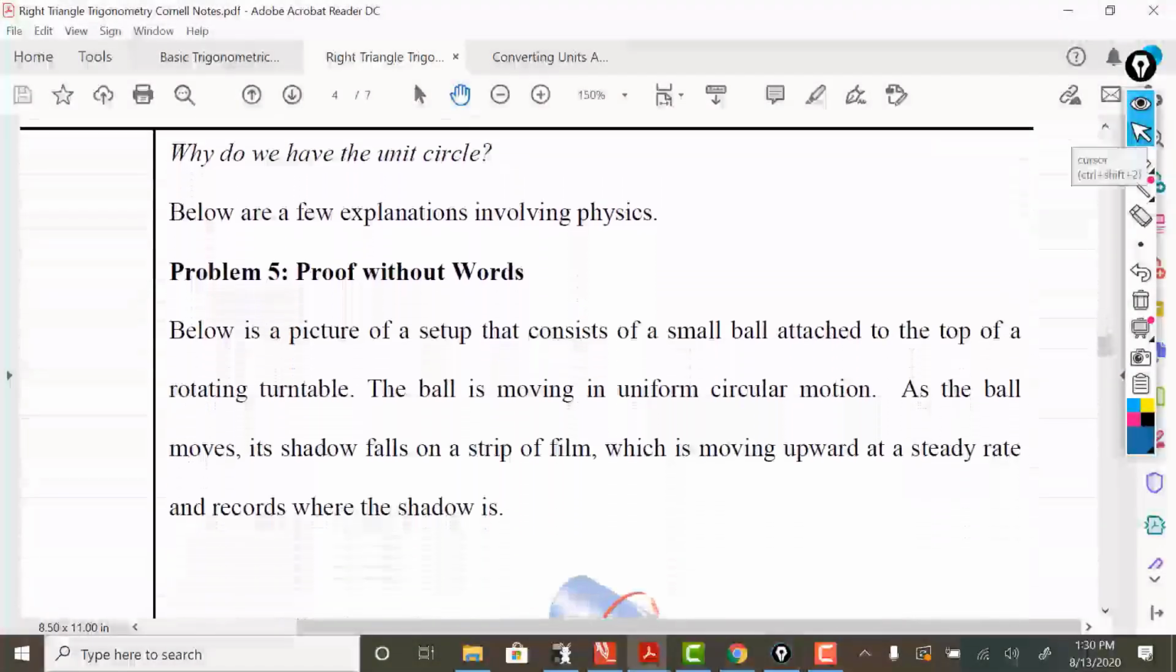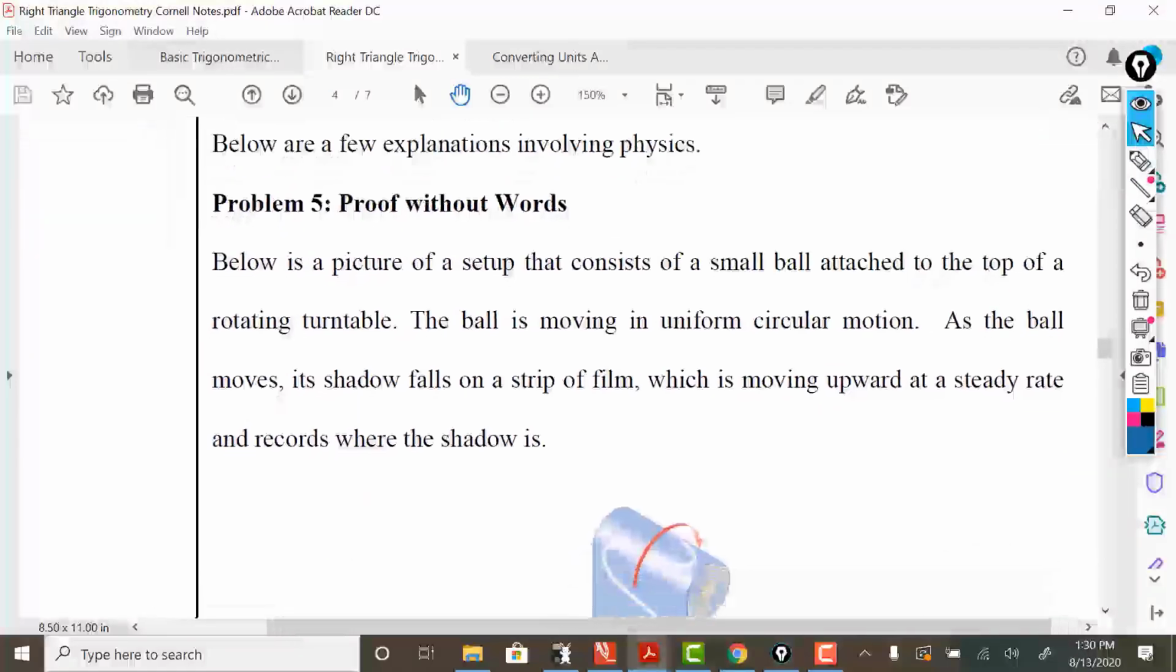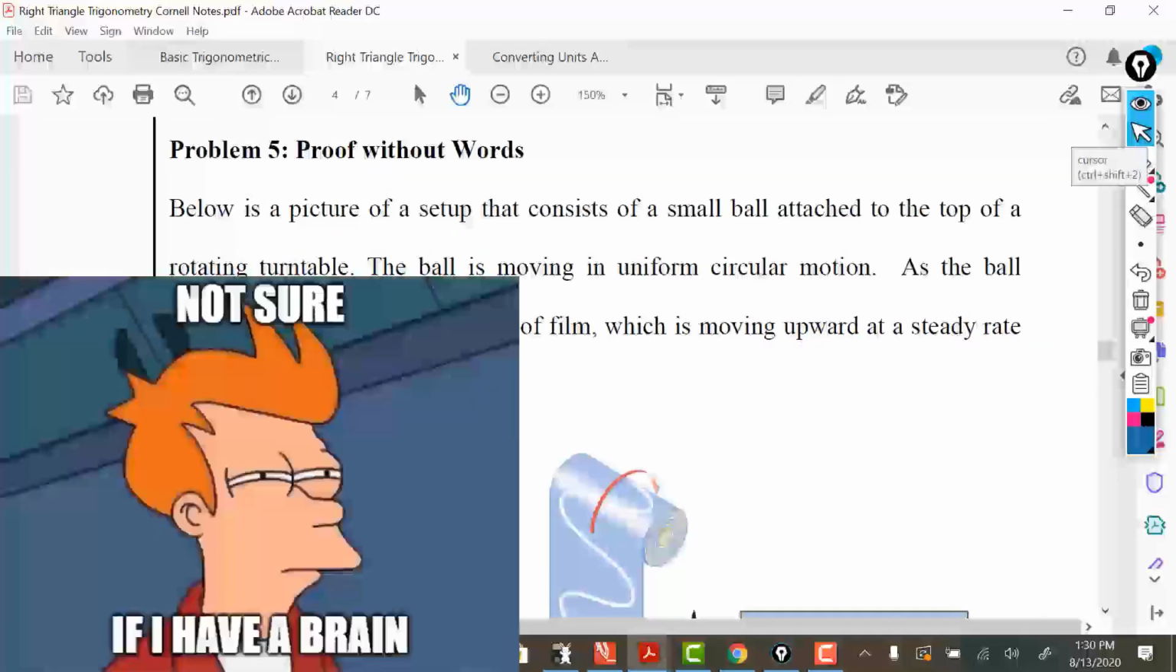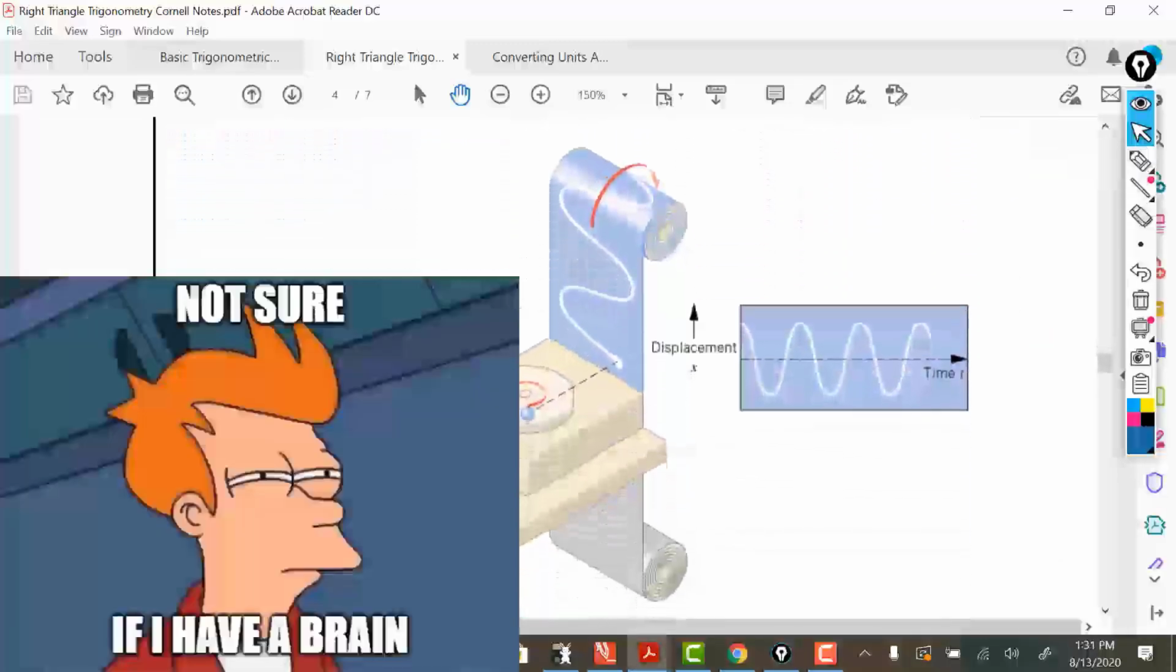Why do we have the unit circle? Well, let's talk some physics. This might hurt your brain a bit. So imagine, if you will, this setup right here, okay?